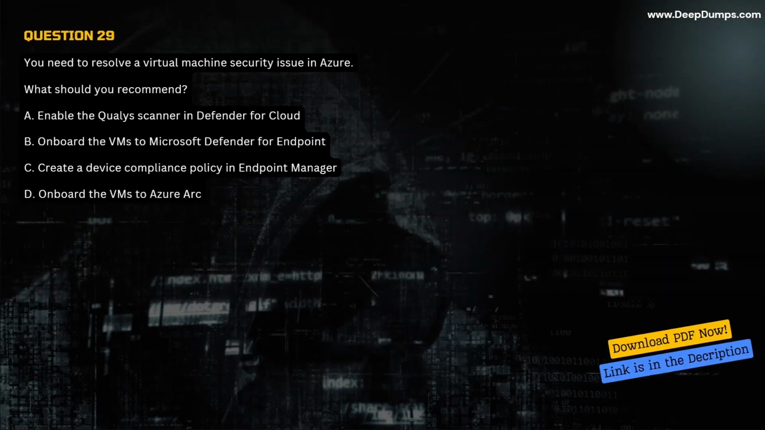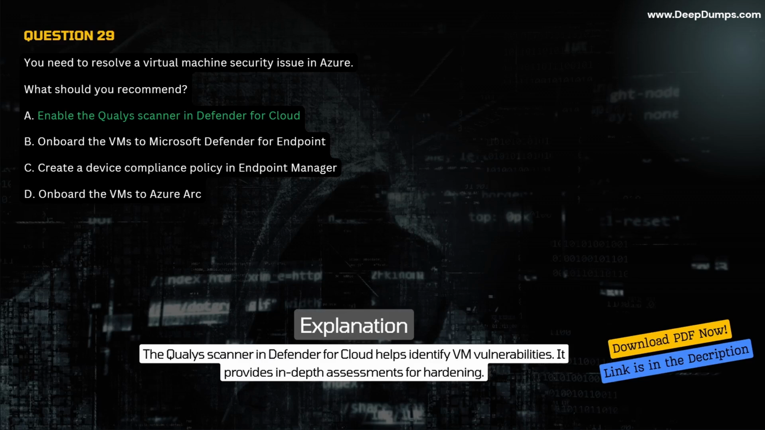Question 29. You need to resolve a virtual machine security issue in Azure. What should you recommend? A. Enable the Qualys scanner in Defender for Cloud. B. Onboard the VMs to Microsoft Defender for Endpoint. C. Create a device compliance policy in Endpoint Manager. D. Onboard the VMs to Azure Arc. Correct answer A. Enable the Qualys scanner in Defender for Cloud. Explanation. The Qualys scanner in Defender for Cloud helps identify VM vulnerabilities. It provides in-depth assessments for hardening.